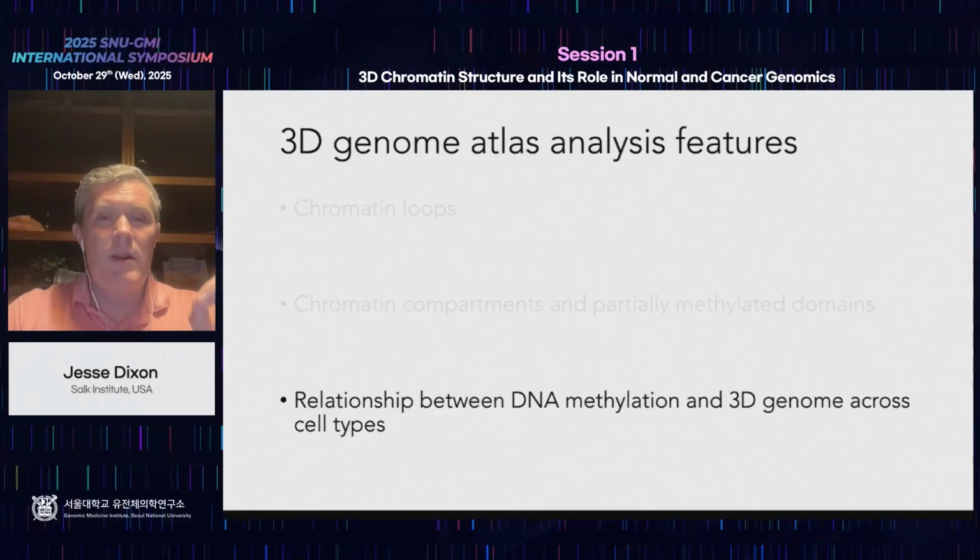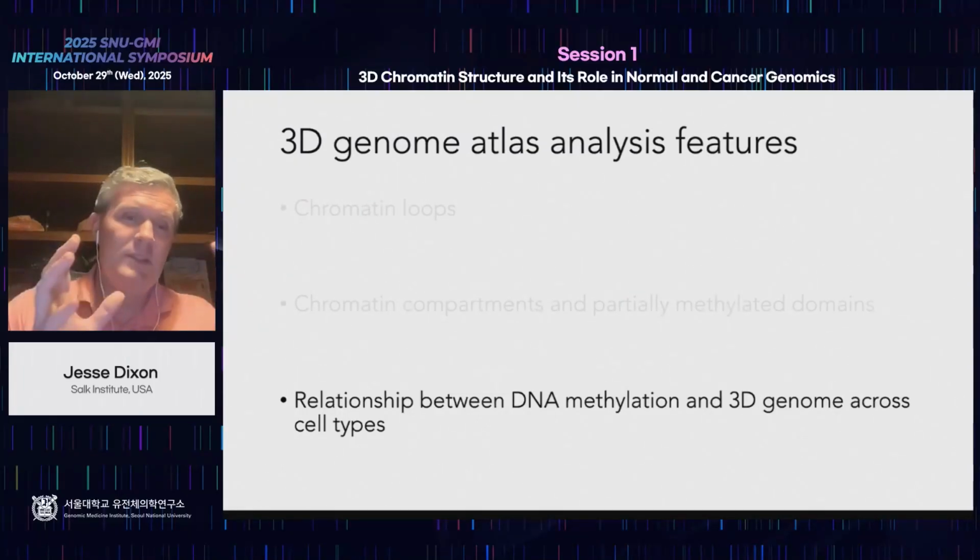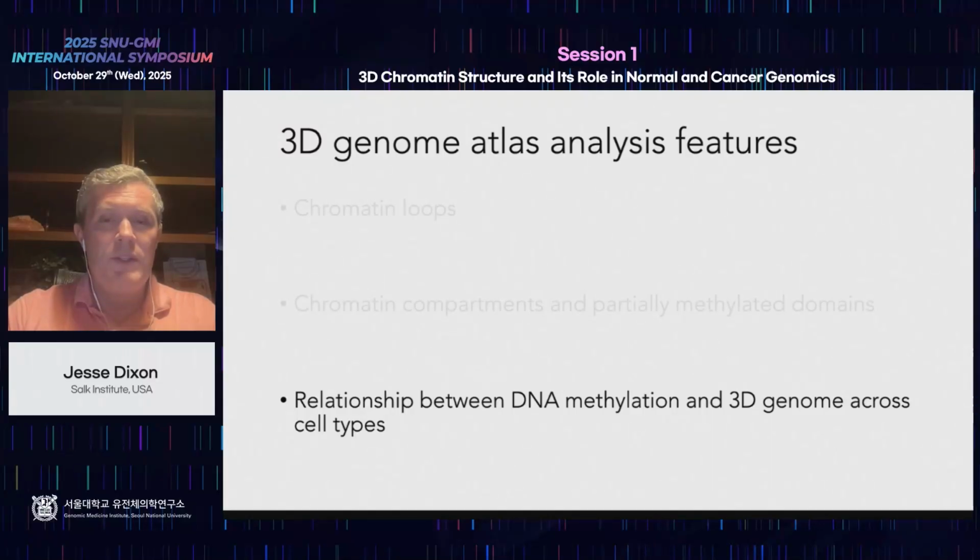So that was the second part. And so the last thing I was going to tell you in terms of our analysis of this normal tissue atlas level data is actually about some really interesting cases where we see discordance in the patterns of DNA methylation and genome organization across cell types.